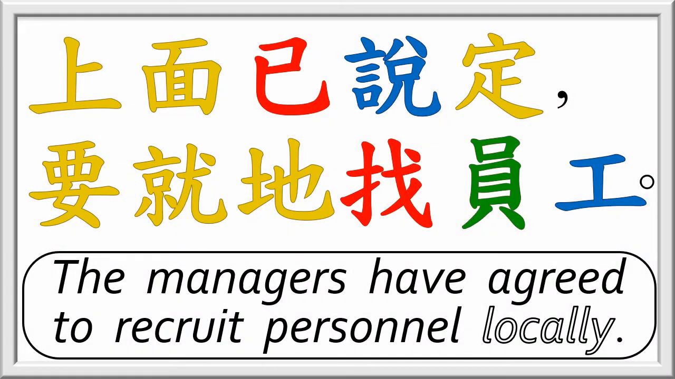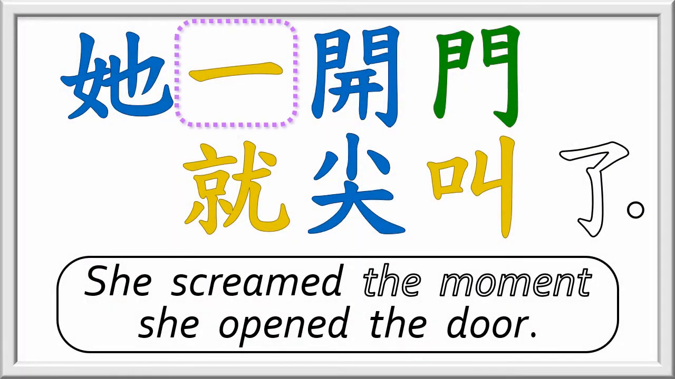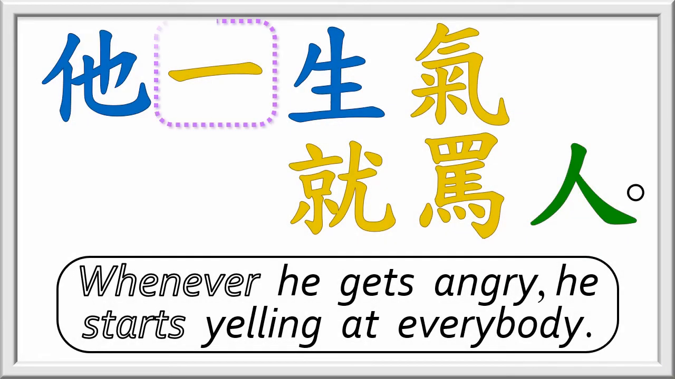上面已说定要就地找员工. Those high up in the company have decided to recruit staff locally. In other words, the managers. The pattern 一就 is used to emphasize two actions happening one immediately after the other. 她一开门就尖叫了. As soon as she opened the door, she screamed. 她一生气就骂人. Whenever he gets angry, he starts yelling at everybody.